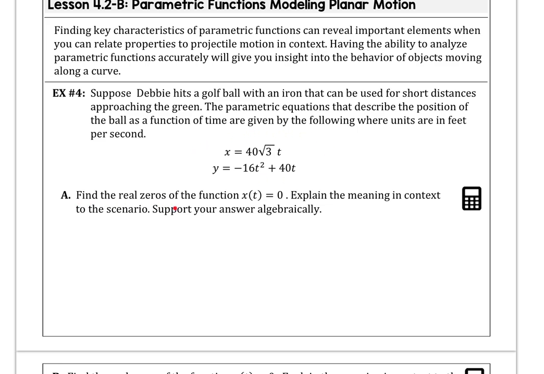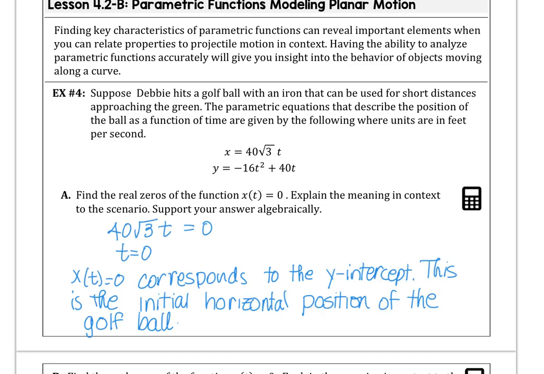We want to find the real zeros of the function where x of t equals 0. So x of t is 40 square roots of 3 times t. So where is 40 times the square root of 3 t equal to 0? That would happen when t is 0. That tells us x of t equals 0 would correspond to the y-intercept. In other words, that would be the initial horizontal position of the golf ball.